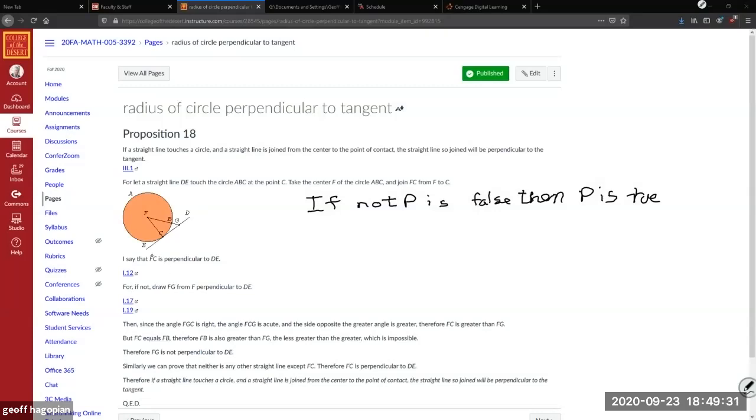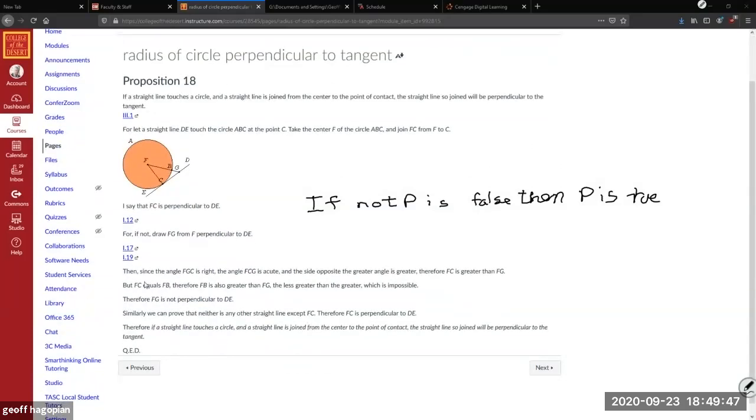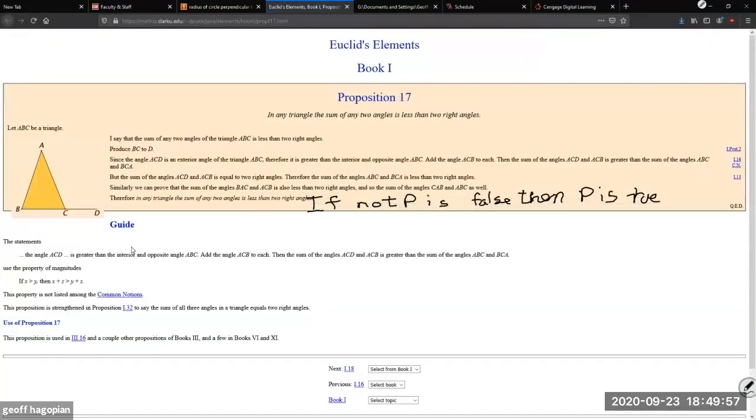So if DE were not perpendicular to FC, then we could draw FG from F perpendicular to DE, and that would be a different line, right? All right, let's see if we can follow the logic here. These are little hyperlinks to, you know, should we go there and see what's there? This is from book 1, proposition 17. In any triangle, the sum of two angles is less than two right angles.